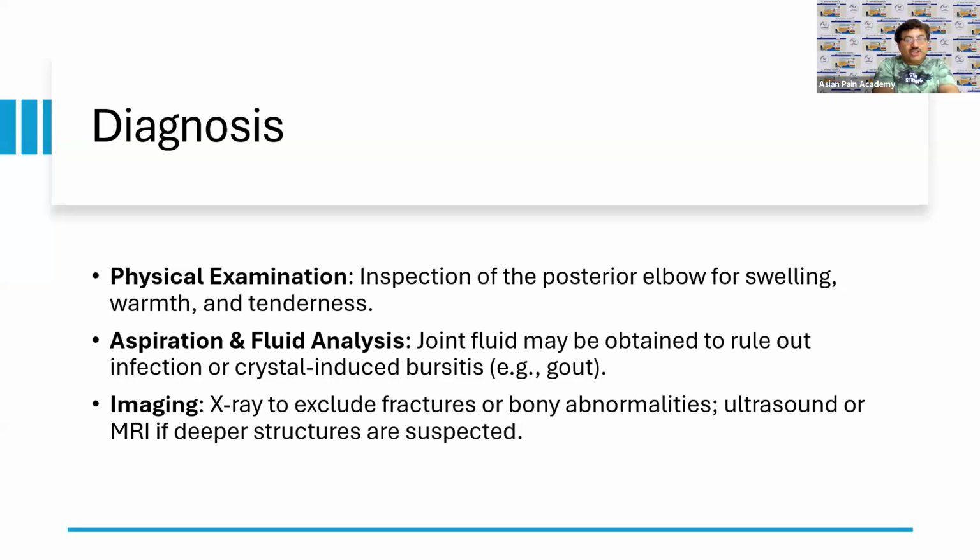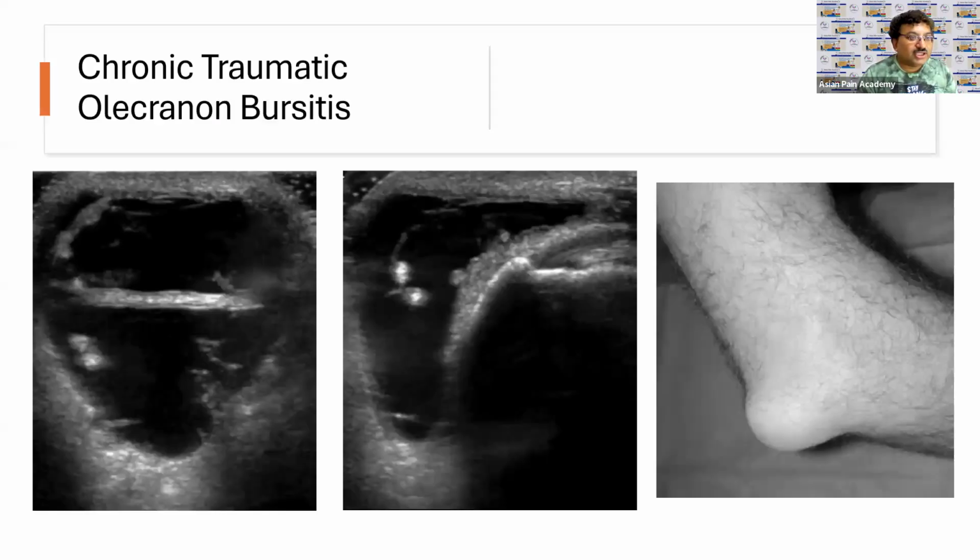In imaging, we can go for X-ray to exclude fracture and bony abnormalities. Ultrasound and MRI are very good because it's a very superficial structure. You can see chronic traumatic olecranon bursitis under the ultrasound. Here you can see the fluid at a very superficial level. So it usually is clinical. We can aspirate under ultrasound, but usually only for diagnosis.